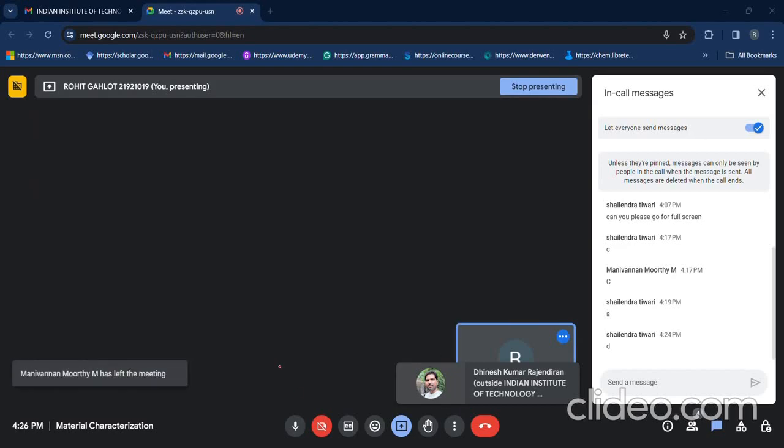So what determines the depth of field in SEM imaging? Option A is the voltage of the electron beam. No. Magnification level. No. Size of the aperture. Yes. And type of the electron detector used. Okay, so C is the most correct answer.